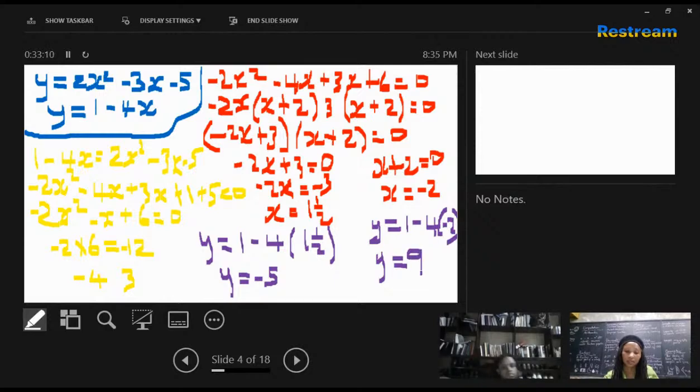All right. So we're saying then the two solution pairs: when x is -2, the corresponding y value is 9, and when x is 1.5, the corresponding y value is -5. That's what we're saying.